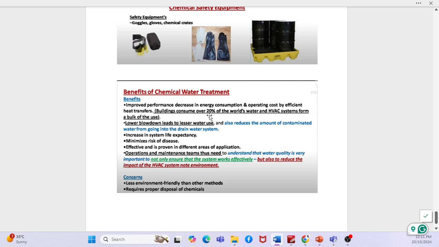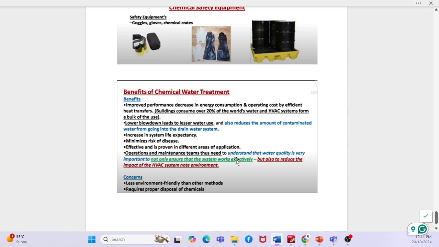Buildings consume over 20% of the world's water, and HVAC systems form a bulk of the use. So we are using 20% of the water for water applications and HVAC systems. Then the lower blowdown leads to lesser water use. So if you do proper water treatment, then you may do lesser blowdown. Increase in system life expectancy. Minimize risk of disease. Effective and proven in different areas of application.